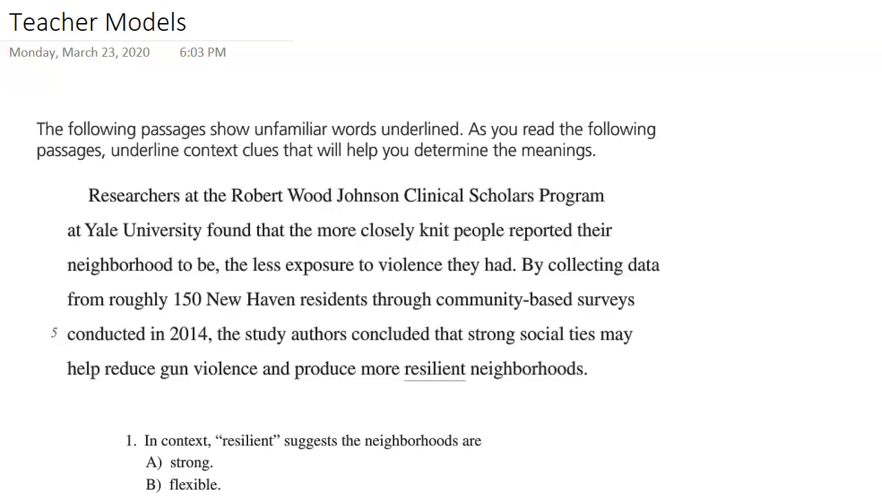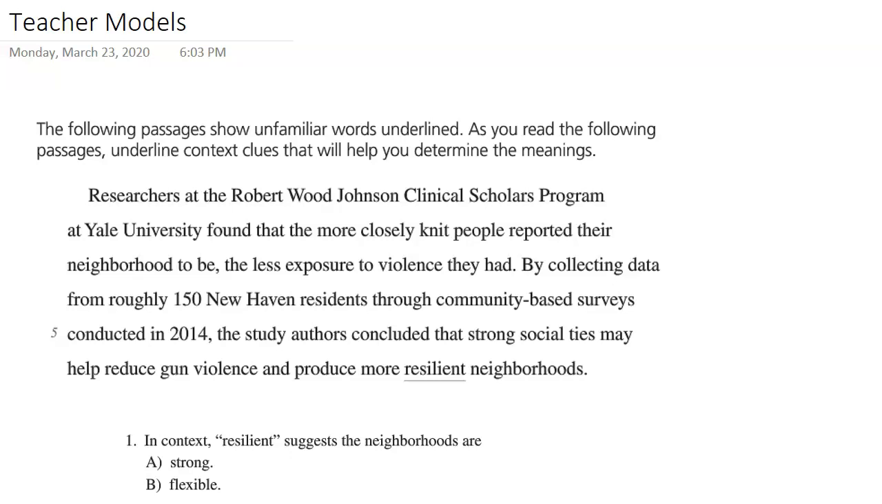Researchers at the Robert Wood Johnson Clinical Scholars Program at Yale University found that the more closely knit people reported their neighborhood to be, the less exposure to violence they had. By collecting data from roughly 150 New Haven residents through community-based surveys conducted in 2014, the study authors concluded that strong social ties may help reduce gun violence and produce more resilient neighborhoods. So in the context, resilient suggests that the neighbors are, and we have two option choices here, strong and flexible.